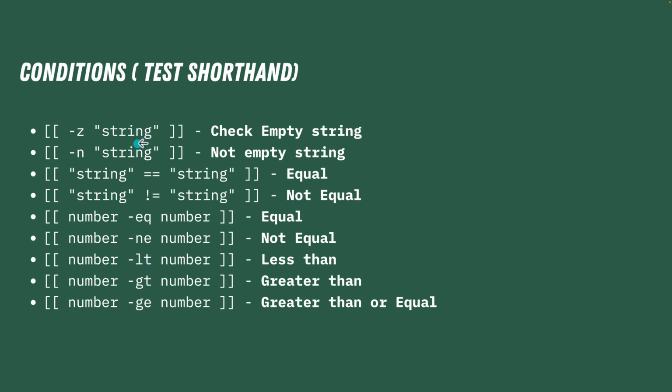So this is the different condition operation that we can do. As you can see, we don't really have an if keyword here, rather there are two square brackets. You can replace the if condition itself with just these two square brackets over here to check if this particular condition matches or not.